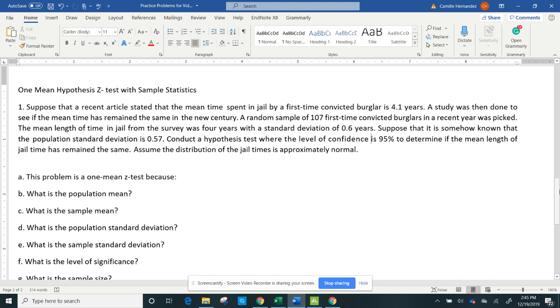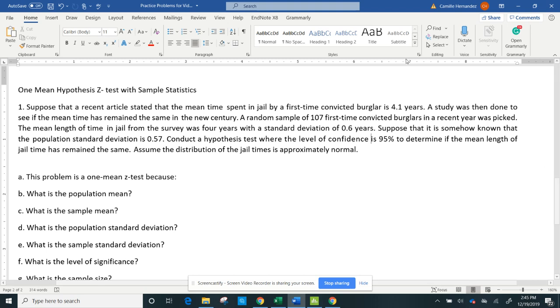The mean length of time in jail for the survey was 4 years with a standard deviation of 0.6. Suppose that it is somehow known that the population standard deviation is 0.57. Conduct a hypothesis test where the level of confidence is 95% to determine if the mean length of time has remained the same. Assume the distribution of jail time is approximately normal. All right, let's go back and see what I have.